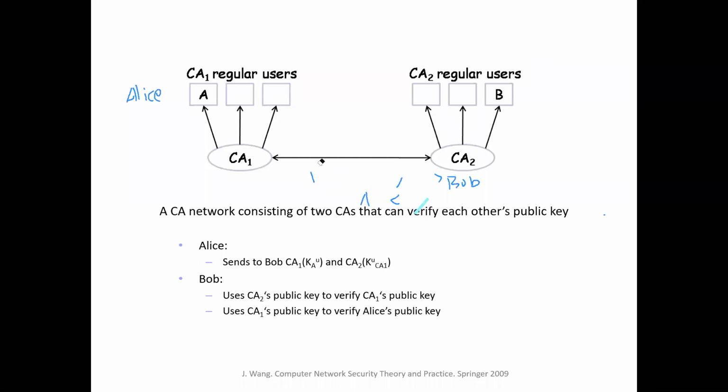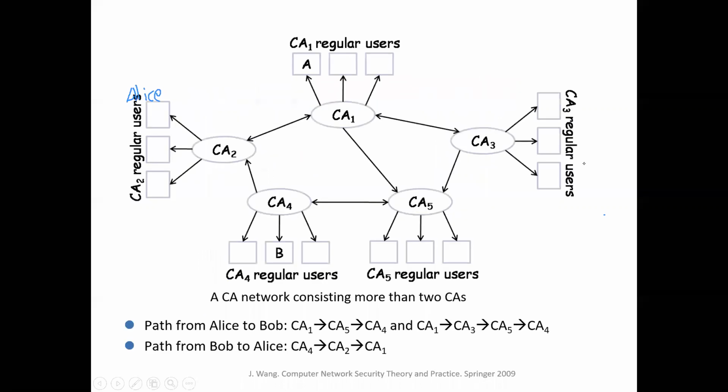So let me remove this. And another concept is if you have more than two CAs, some can authenticate or certify the other CAs. So that we can create, you can see here, a certification path. So this is just one example.